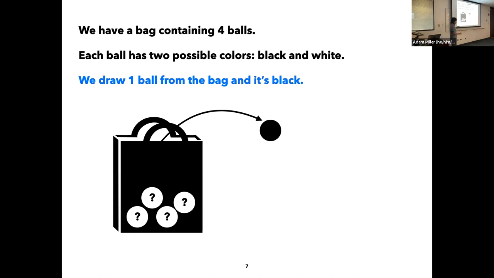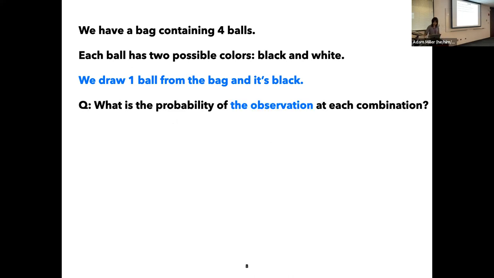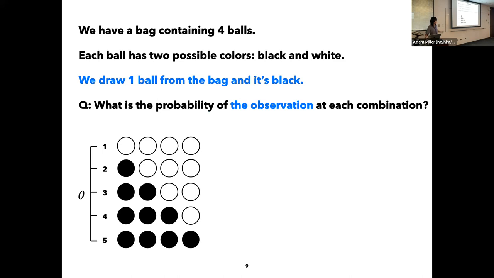So now we make observations. All the observations in the slide are in blue. Those are the helpful information for us. We draw one ball out of this bag and we observe a black ball. So immediately our information on the number of black balls in the bag changes, right? What we could do next is, at each possible configuration, each possible state, calculate the probability of drawing a black ball out of that state. That's a conditional probability. So those are the five possible states.